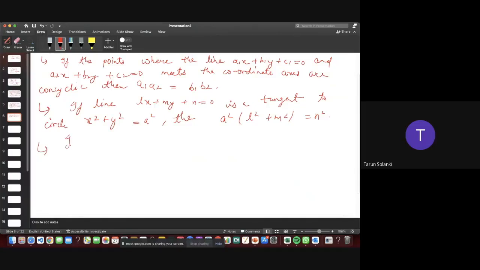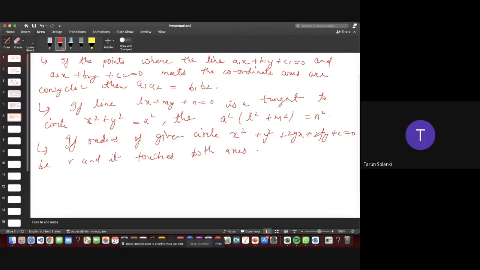Similarly, the next is, if the radius of the given circle x square plus y square plus 2gx plus 2fy plus c is equal to 0 is r, and it touches both axes, then g is equal to f is equal to under root c is equal to r.